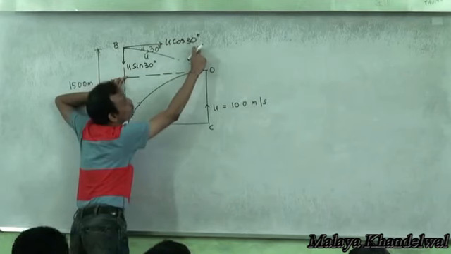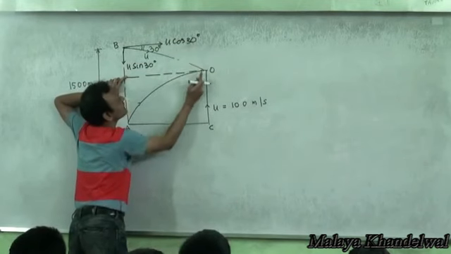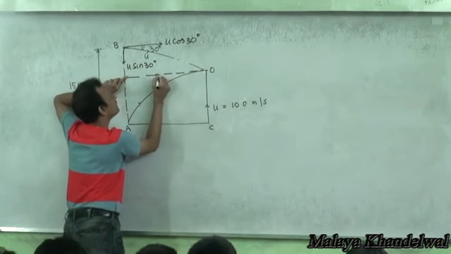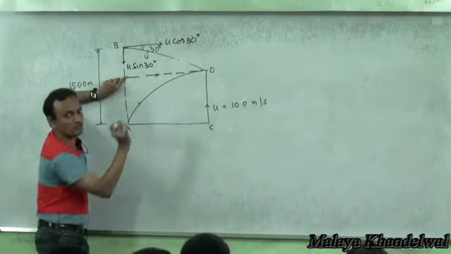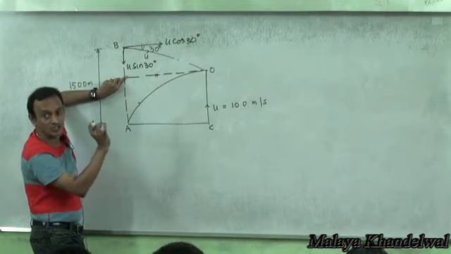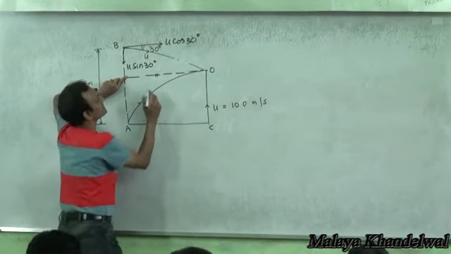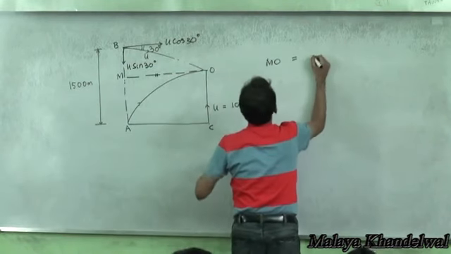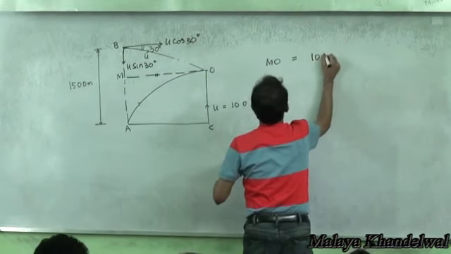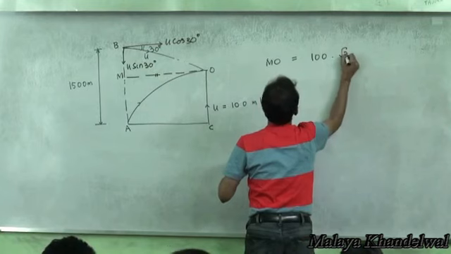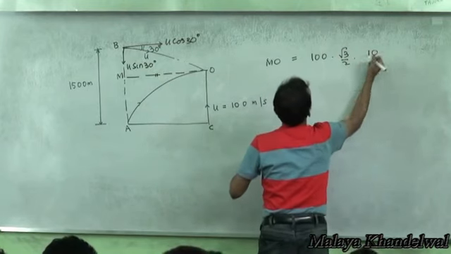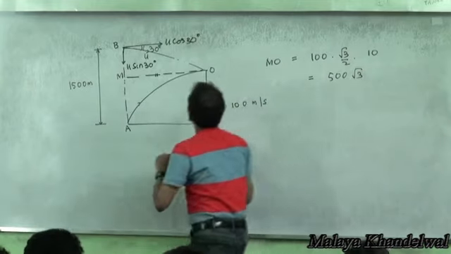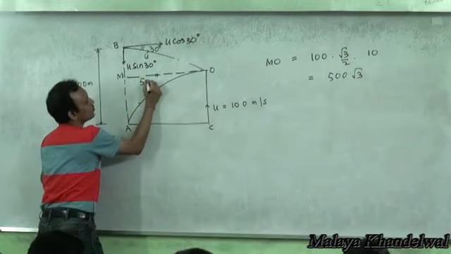It occurred at O, that means u cos 30 degrees acting for 10 seconds caused this displacement, right? So this must have been caused by u cos 30 degrees acting for 10 seconds. That means this M2 must have been u cos 30 degrees, where u is 100, cos 30 degrees is root 3 by 2, acting for 10 seconds, which is 500 root 3. That must be MO, yes or no?